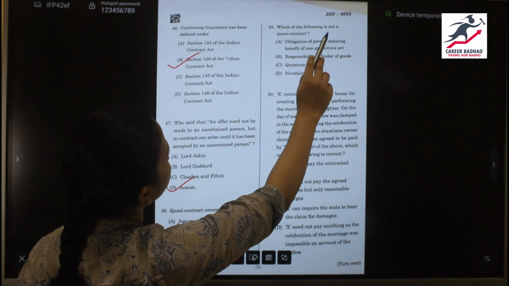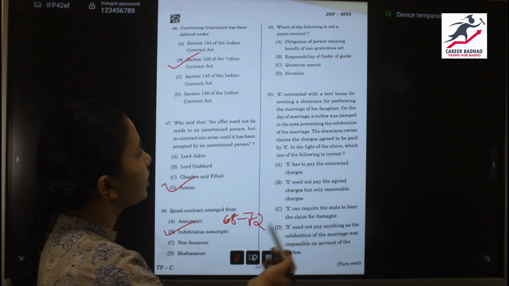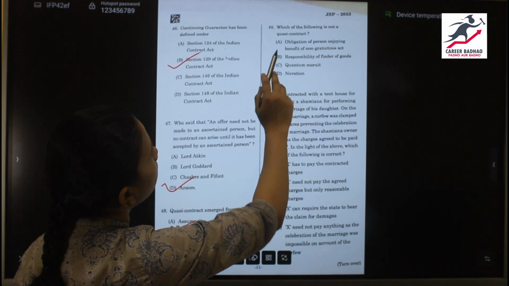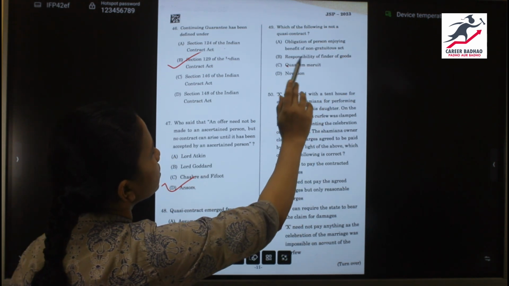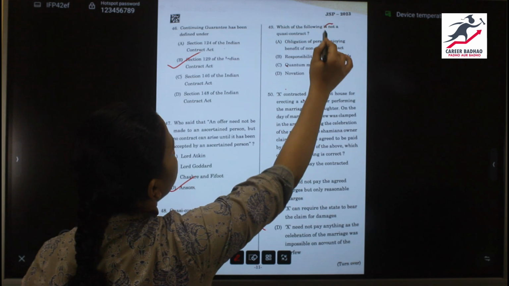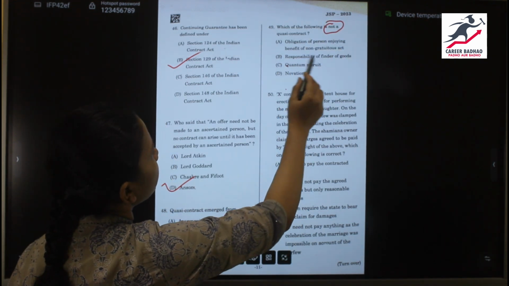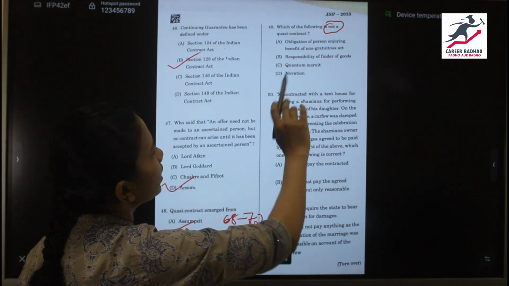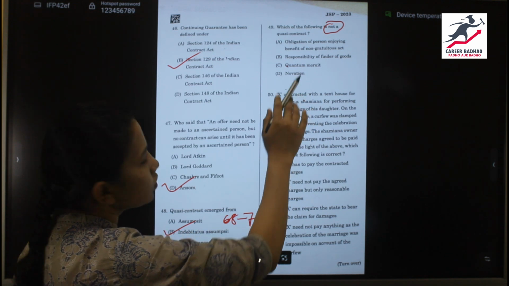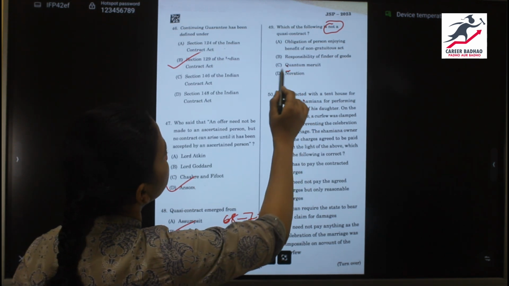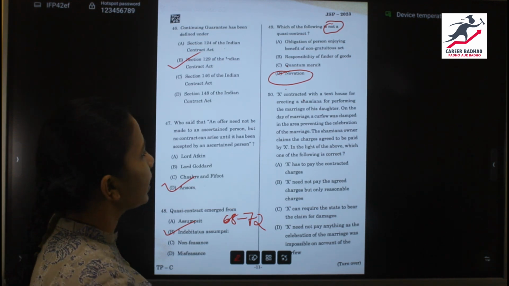Let's move to question number 49. Which of the following is not a quasi-contract? You all know that section 68 to 72 of Indian Contract Act deals with quasi-contract. So here, obligation of person enjoying benefit of non-gratuitous act? It is a quasi-contract. Responsibility of finder of goods? Yes, it is a quasi-contract. Quantum meruit? Yes, it is also a quasi-contract. Which is not? So novation is not a quasi-contract because novation is the substitution of a contract.